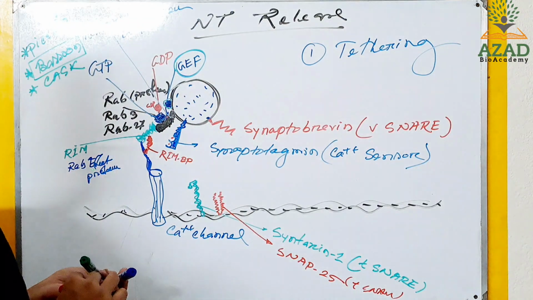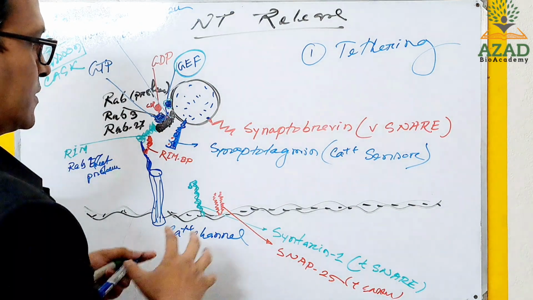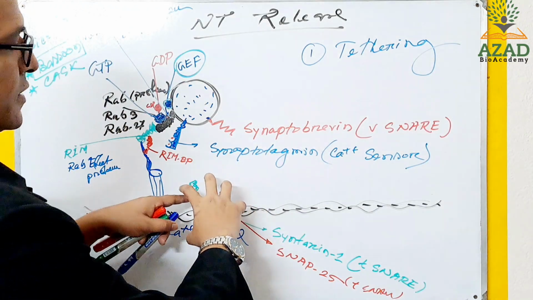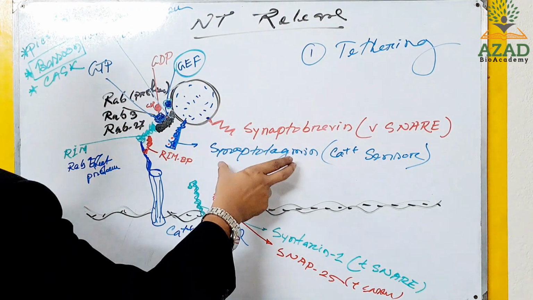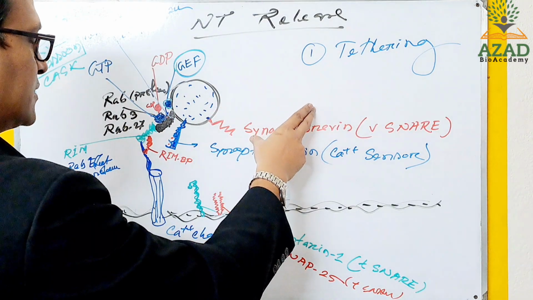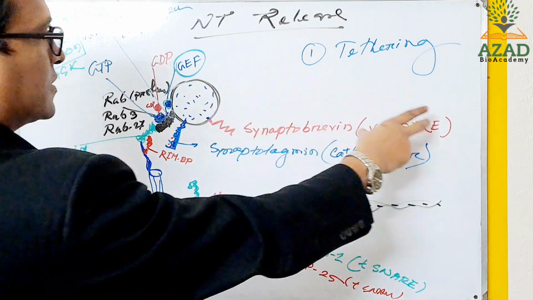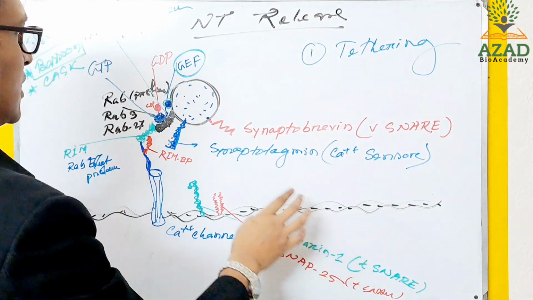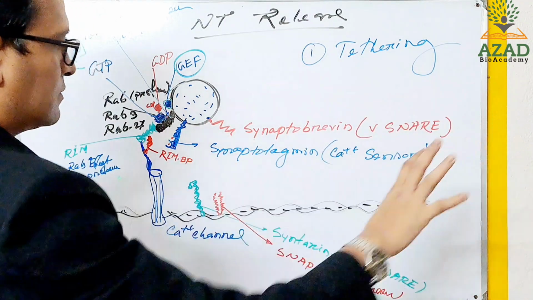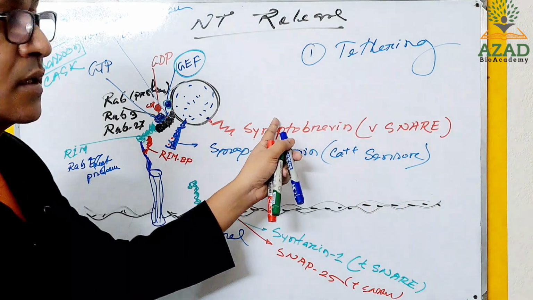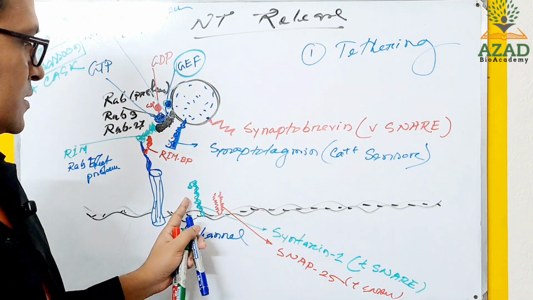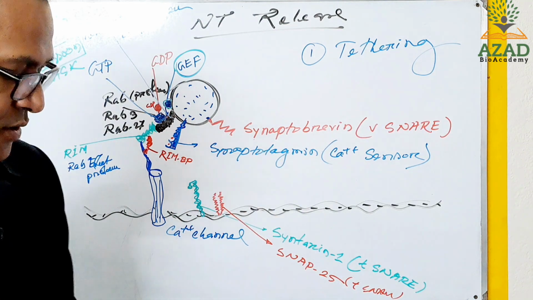the target SNAP protein. This is the plasma membrane attached SNAP protein, and this synaptobrevin is attached with the vesicle. So this is the V-SNARE. These are the SNAP proteins. This is a single alpha helical structure, and this is a double alpha helical structure.